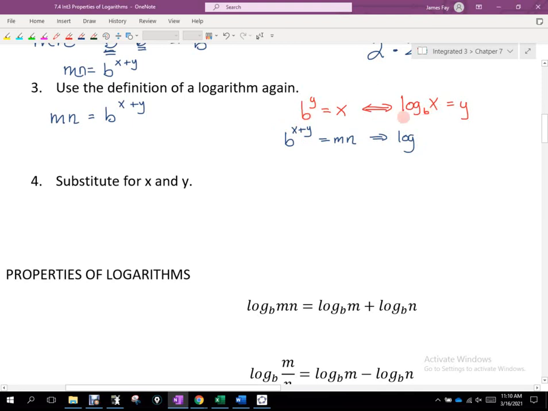Okay, this base becomes the base here. And then m n. So here, this is the base, come across to here, that then is the argument, and that should equal your exponent, which is x plus y. Log base b of mn equals x plus y. That's just putting those components in the correct spots.